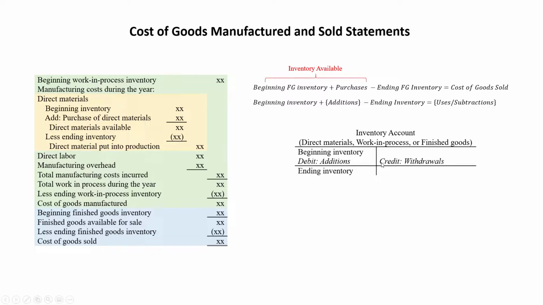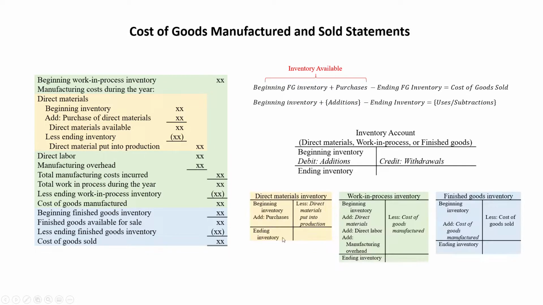If I didn't know what that subtraction or credit or withdrawal was on the right-hand side, again, if I take the beginning inventory plus any additions and subtract out the ending inventory balance, I can back into that credit or the withdrawals. Now, I can take that general account and again relate it to the different categories of inventory, and I'm going to go in sequence.